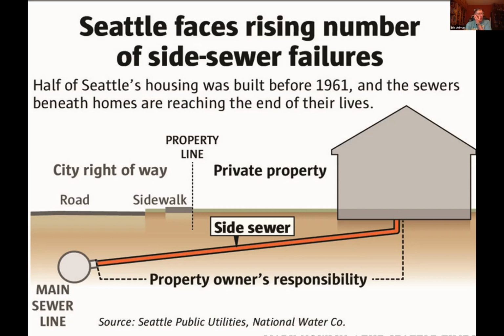So this is something that was happening in a watershed in the Seattle area, Thornton Creek watershed. They found that they were having high bacteria levels and traced some of those in a particular reach of Thornton Creek to failing side sewers.